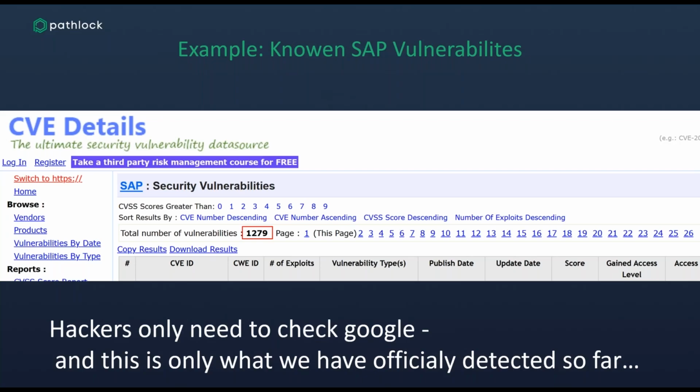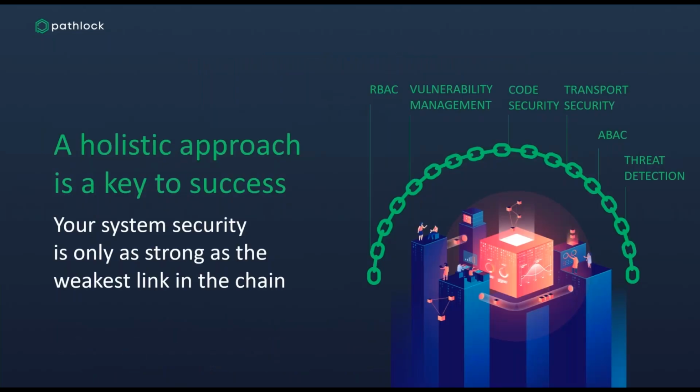What we think, from the Pathwork perspective, is key to success here, and what we highly evangelize, is a holistic approach. A lot of times people in companies focus on one area only. We say your security measures are only as strong as the weakest link in the chain. There's a German saying: the soccer team is only as good as the worst player in the team. And most certainly hackers will identify and exploit the weakest point of your system.